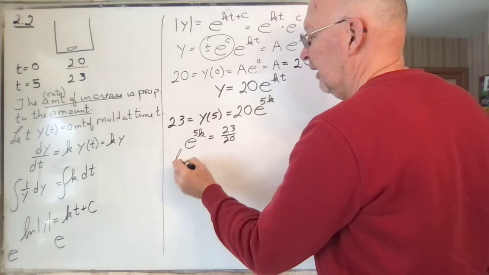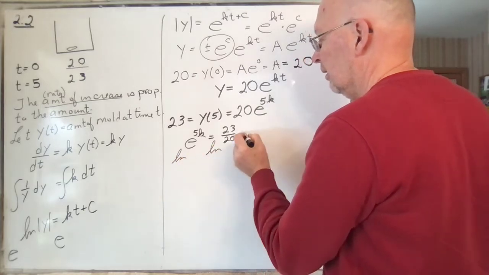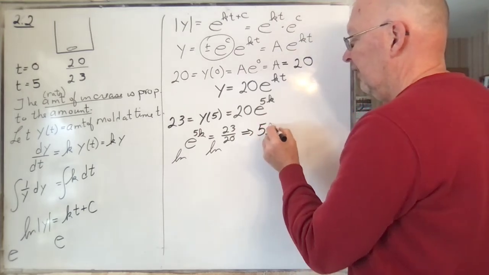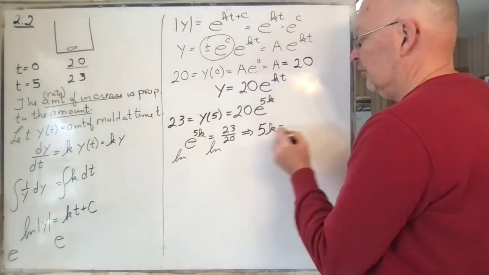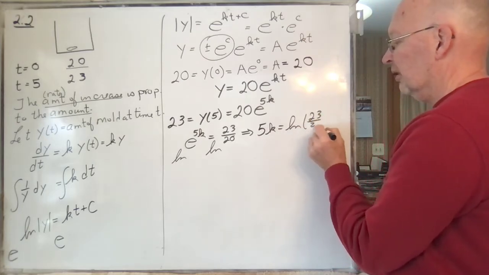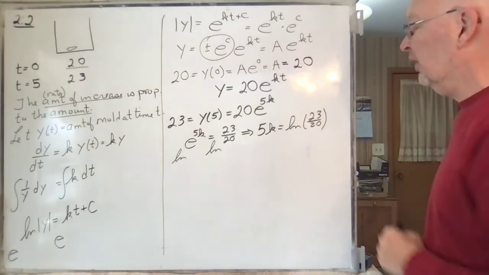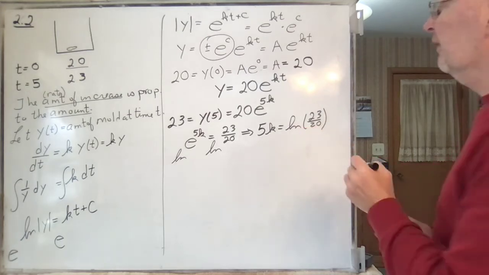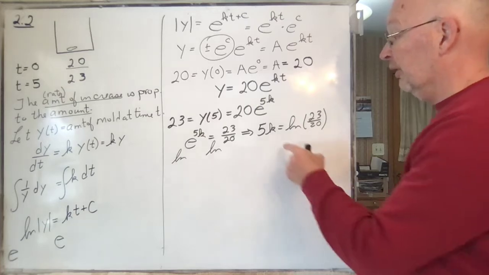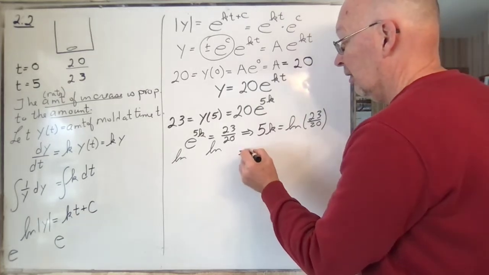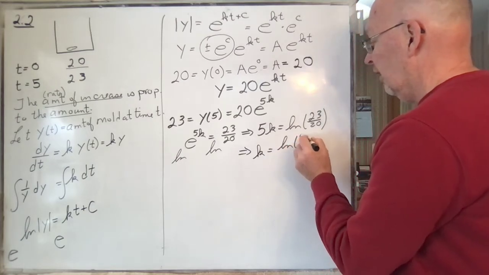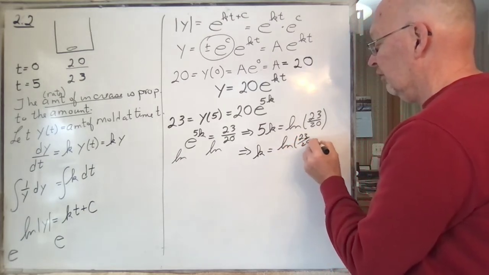Then you take the ln of both sides. The ln of e to anything just gives you that thing. 5k is equal to the ln of 23/20. Notice that 23 over 20 is larger than 1, so the ln of it is going to be a positive number. And so k is equal to the ln of 23/20 all divided by 5.